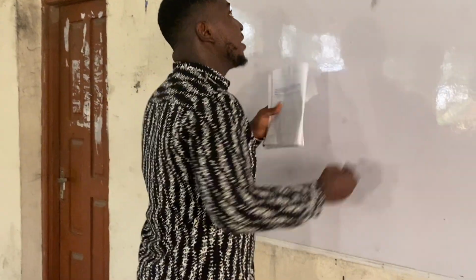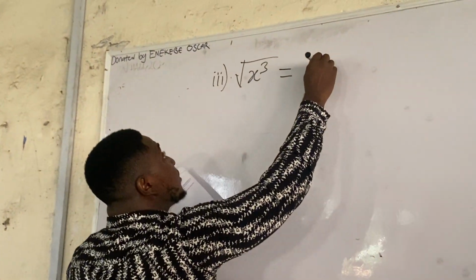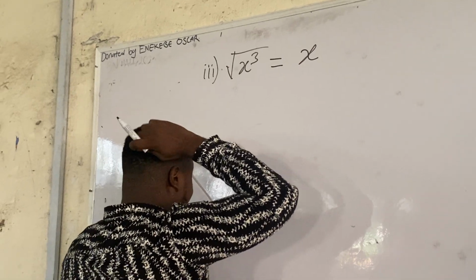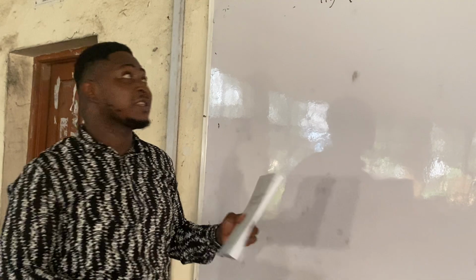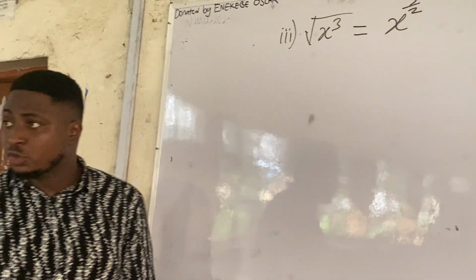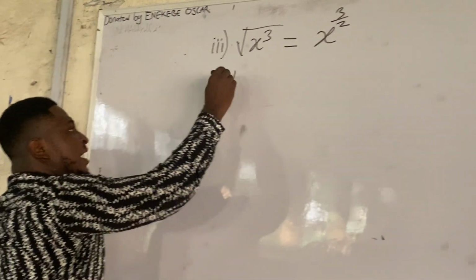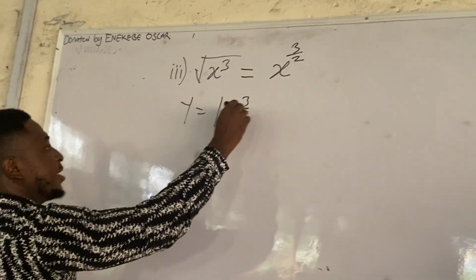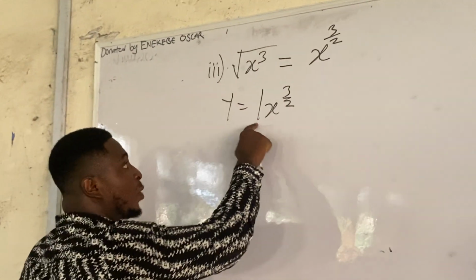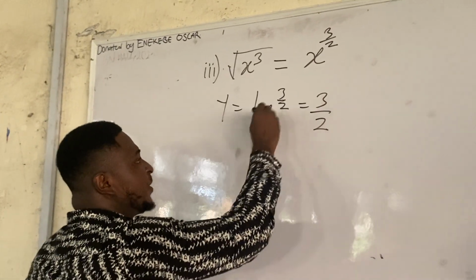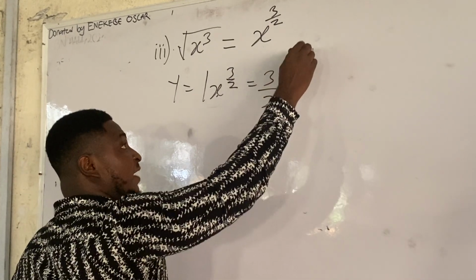Class, the square root of x raised to power 3, in indices form, is written as x raised to power 3 over 2. Now let's differentiate x raised to power 3 over 2. This is the same thing as 1 times x raised to power 3 over 2. Differentiating, as usual, multiply the coefficient and the power: 1 times 3 over 2 is 3 over 2. Repeat your base x and subtract 1 from the power. 3 over 2 minus 1 will give me 1 over 2.